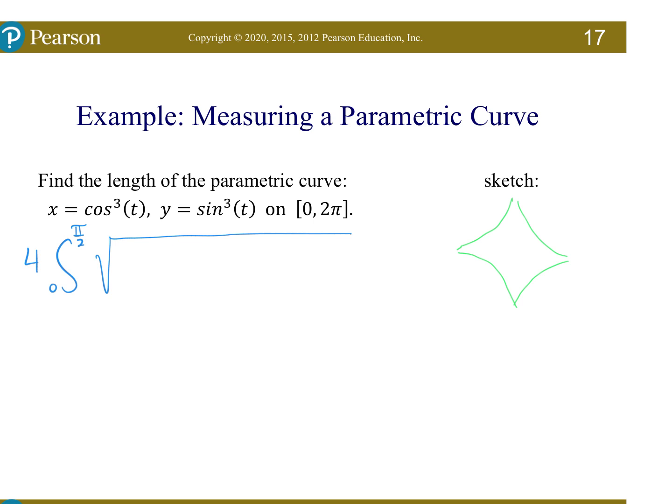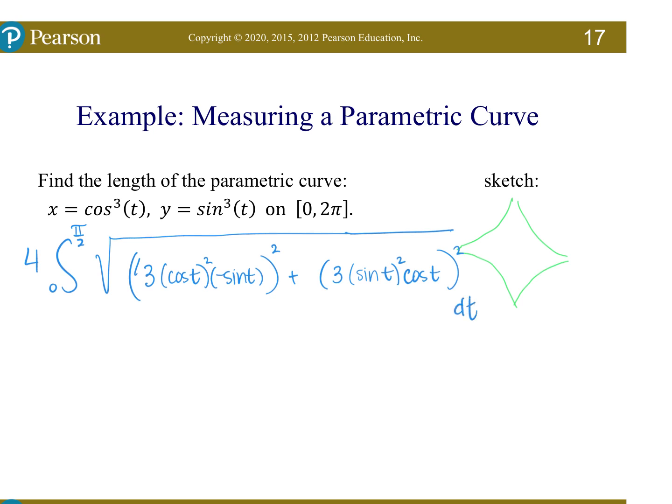So then the square root would have the derivative: 3 cosine t quantity squared times the chain rule, all that squared, plus 3 times sine t squared times the chain rule on that, cosine t, and all that squared. So be careful you use the chain rule too, and then dt. Your calculator's working really hard anyway, so you might as well make it a little easier on the calculator by changing the values.